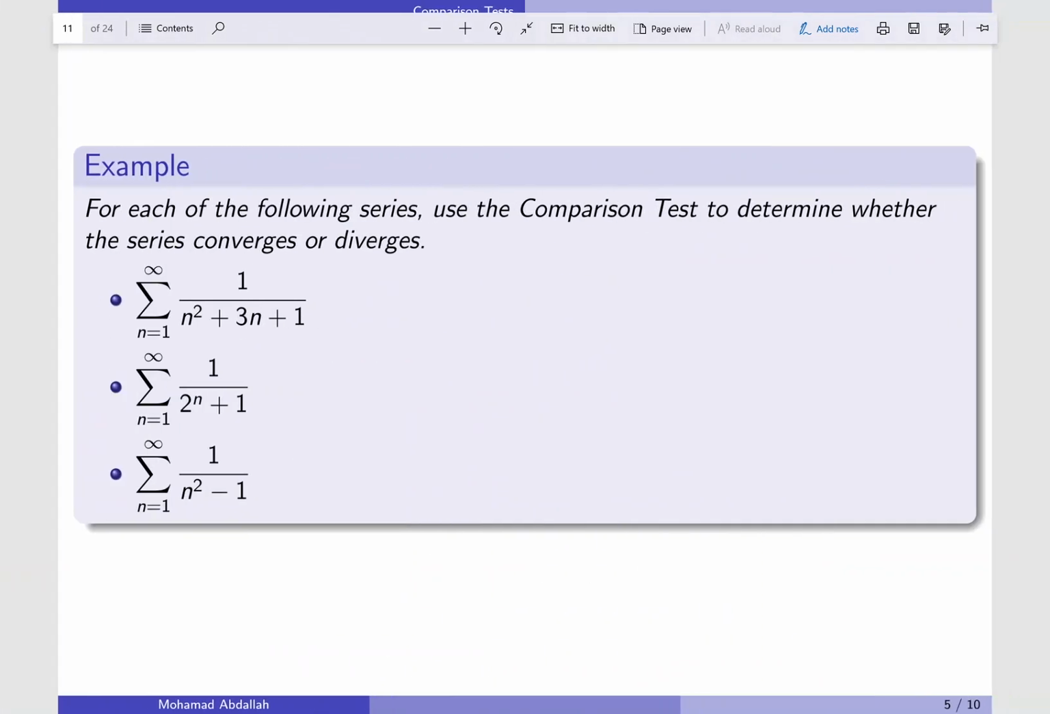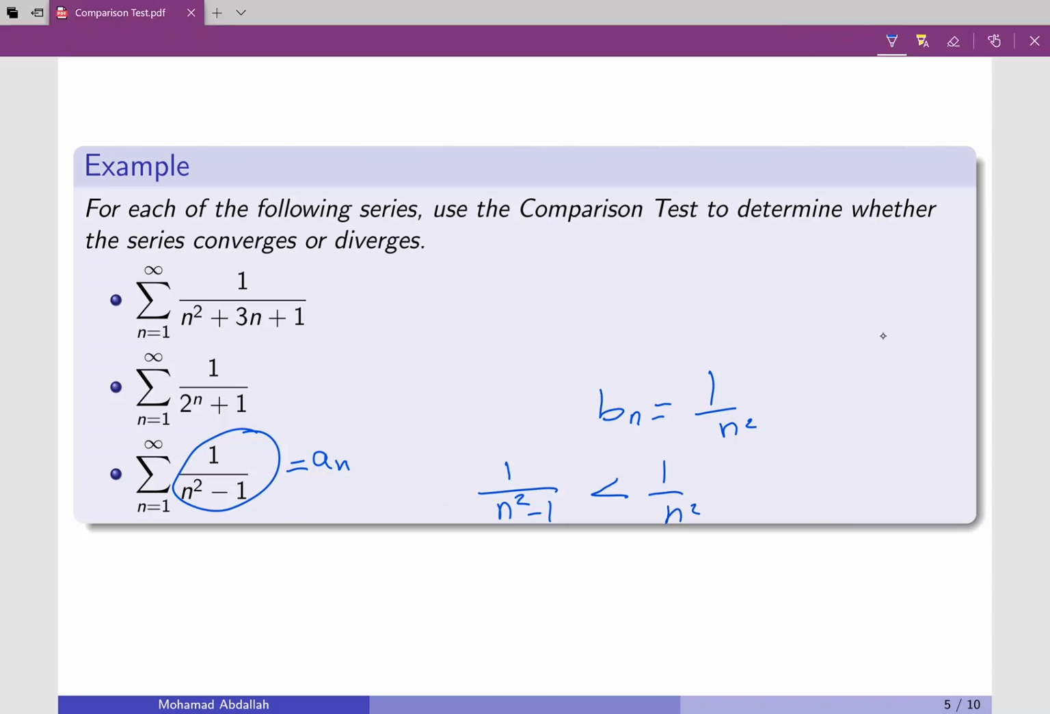But what if I have something like that? Now again, here I have the feeling that this, okay, so this is an, must be compared to bn equal 1 over n squared. But I can't really do the same thing I did earlier. Why? Because 1 over n squared minus 1 is not less than 1 over n squared. This is not true. Actually, this is bigger. But if it's bigger, it doesn't mean it's going to be divergent. Something bigger than convergent doesn't mean divergent.